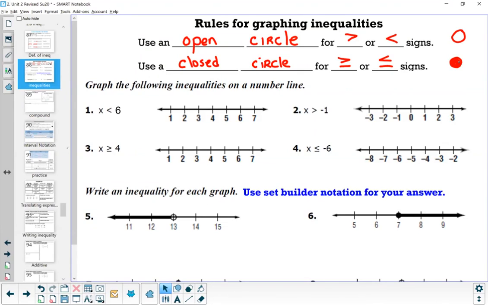the following example 1, x is less than 6. Okay, so x is less than 6. I want to use an open circle at 6. And then I'm going to go down the number line.